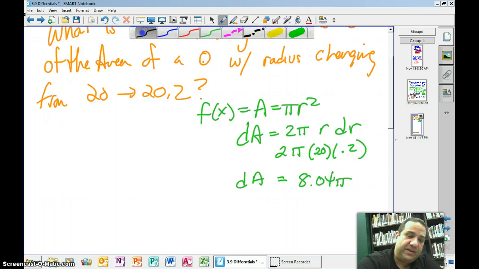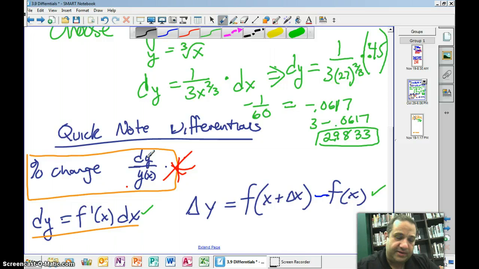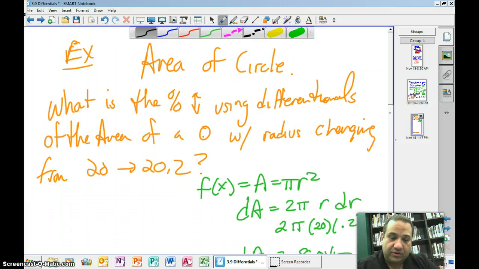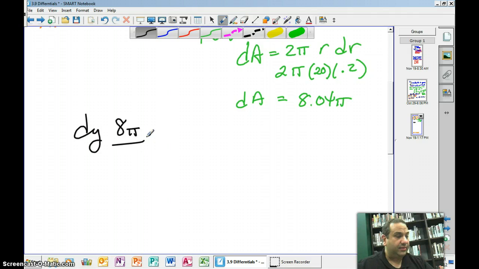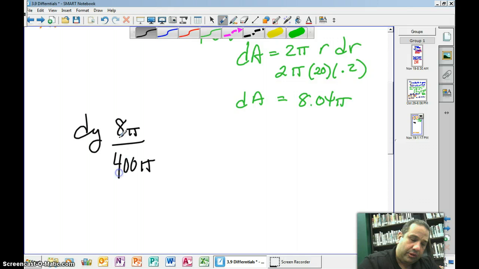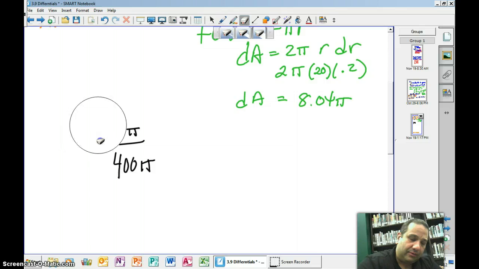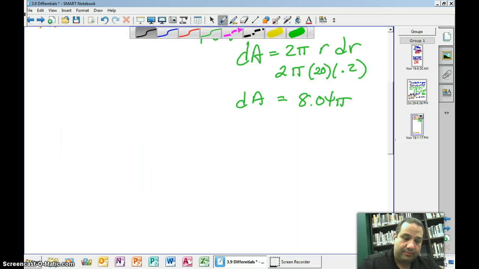And let me talk to you about percent increase or decrease. From the last slide, percent increase or decrease is dy over y of x. So let's see. The original dy, which I found, is 8 pi. And the area was 400 pi, and that was originally, oh man, 1 second. So dA over A.